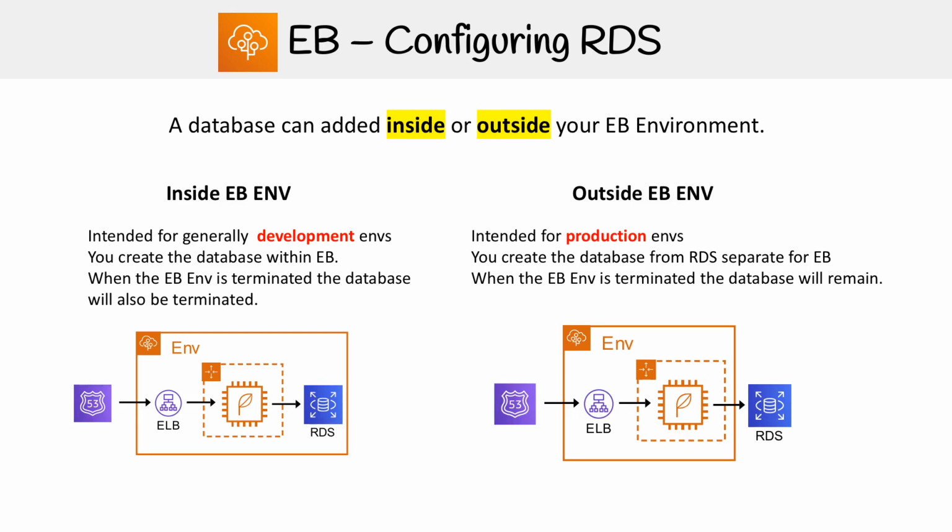And the way you know you're doing this is you're creating your database first in RDS, and then you configure it with your EC2 instances that are inside your Elastic Beanstalk environment. Now, when the Elastic Beanstalk environment is terminated, the database is going to remain because it wasn't created part of the EB environment. And so these are generally suited for production environments. And with this setup, you generally are using blue-green deployment. You don't have to, but you totally can. And I just want you to know that distinction about inside and outside the environment.